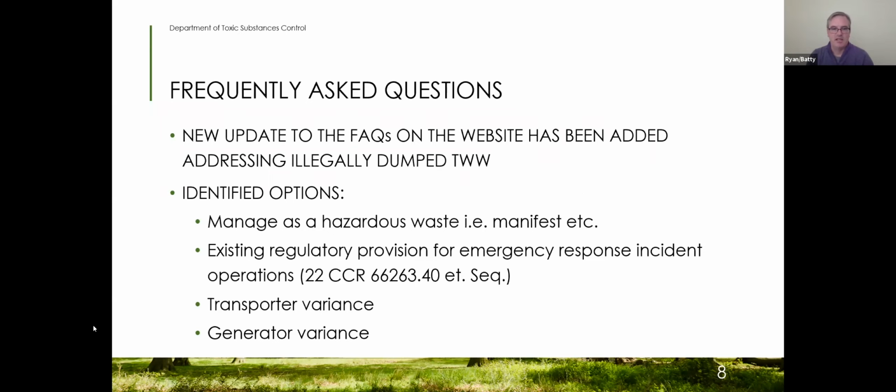That option would allow for transportation from the point where the waste was illegally dumped directly to a disposal facility. And then the fourth option that we identified would be if the governmental agency wanted to apply for a generator variance that would allow them to pick up the treated wood from, say, the side of the road, transport it back to a place such as a maintenance yard or some other facility that agency operates, and then from that point it could be transported to an appropriate disposal facility.